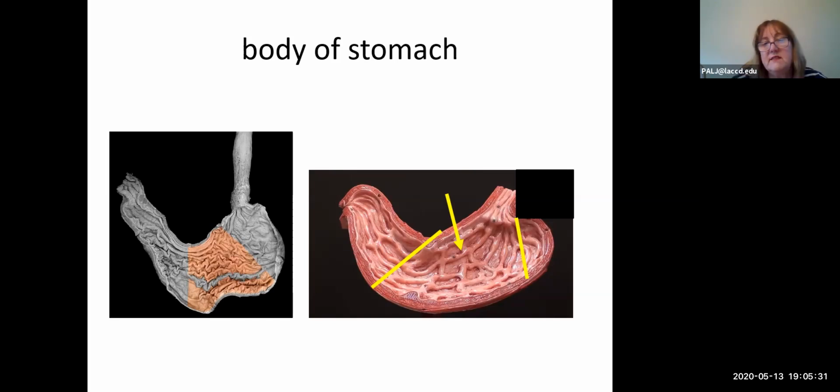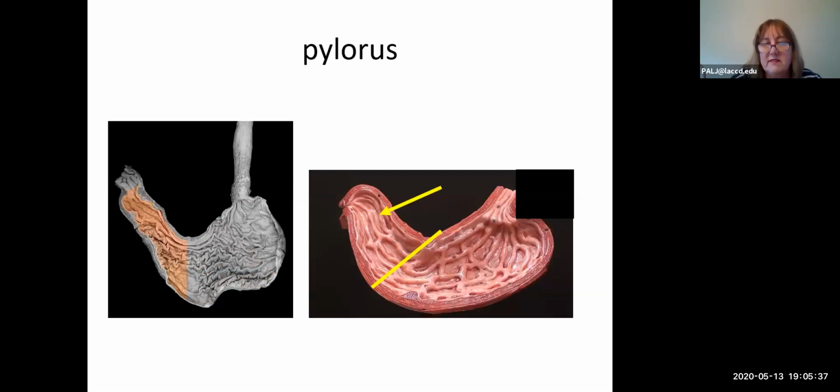And then that leaves us about the distal third of the stomach. And the distal third of the stomach is called the pylorus. Okay. So food is going to get processed in the body, then it has to move to the pylorus so it can exit and go into the small intestine.